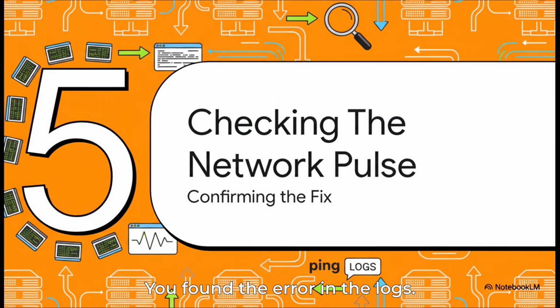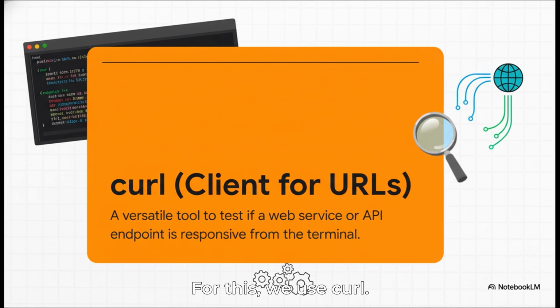Okay, so you did it. You found the error in the logs, you told the dev team, they deployed a fix. How do you confirm from the server itself that the service is actually back online? For this, we use curl. It's a fantastic tool that lets you make web requests right from the command line. Kind of like a web browser, but without any of the graphics. It's the quickest way to just poke a service and see if it's healthy.